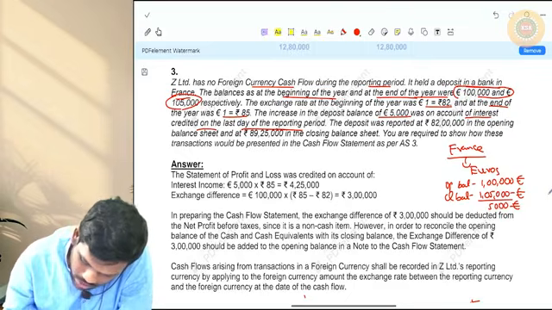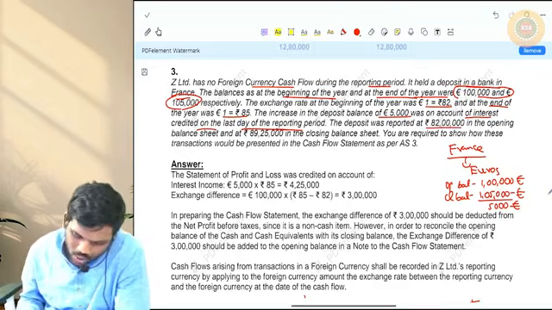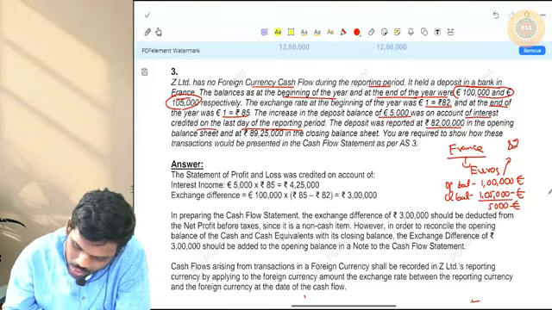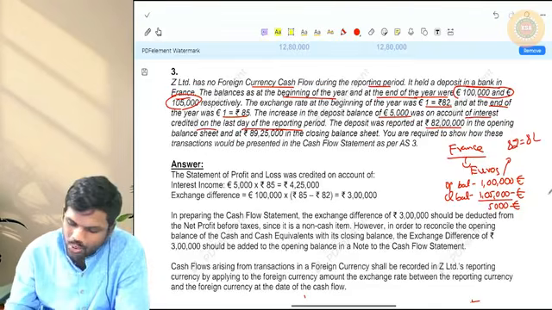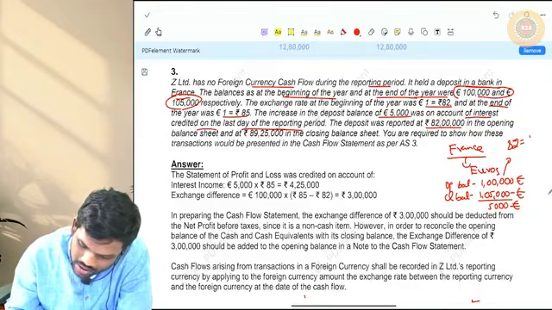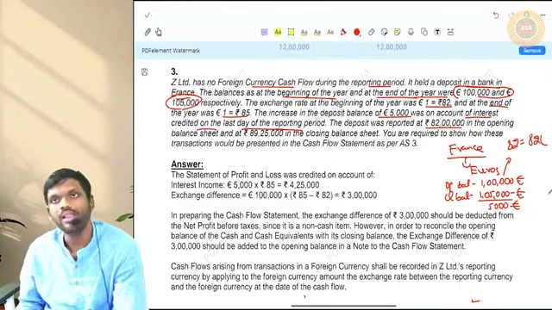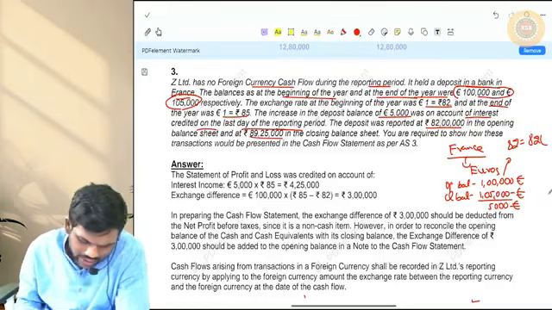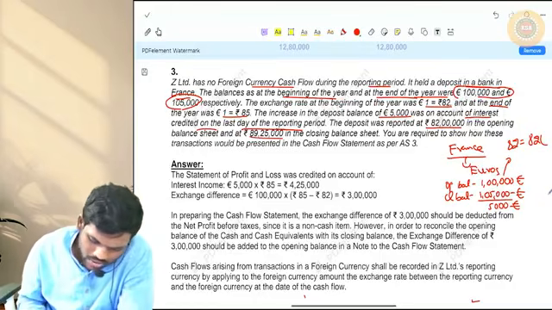The deposit was reported at 82 lakhs. Sir, how 82 lakhs, sir? 1 lakh and the exchange rate at the beginning was 82. So they would have converted it as 82 lakhs and shown it in the balance sheet at the beginning. And in the closing balance, they are telling it is 89 lakh 25. Sir, how did this come, sir?